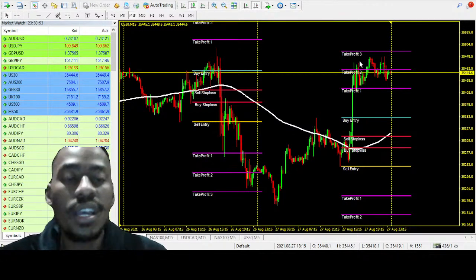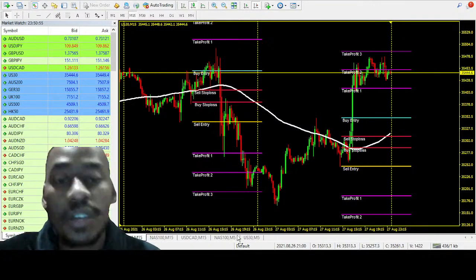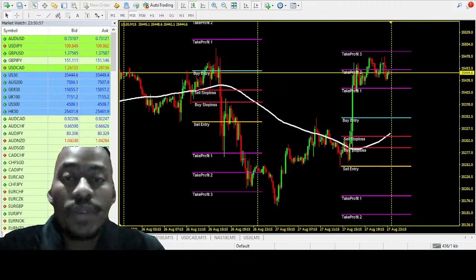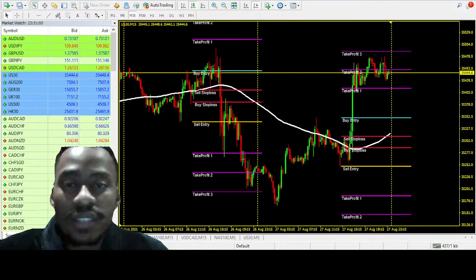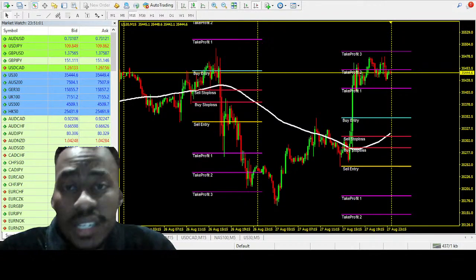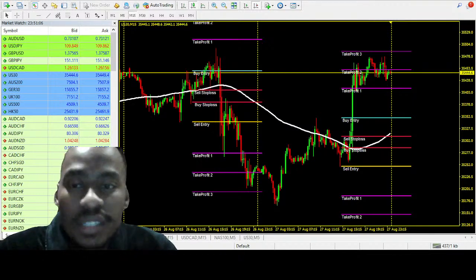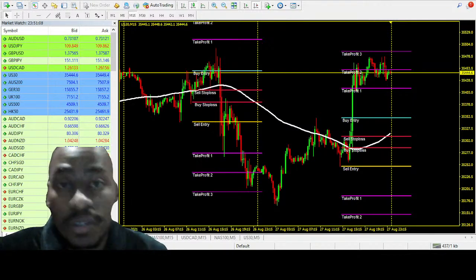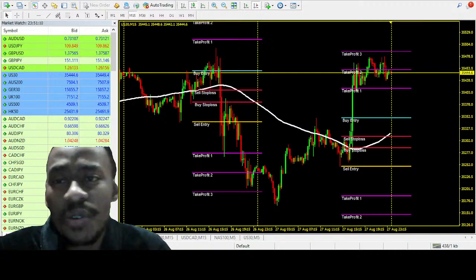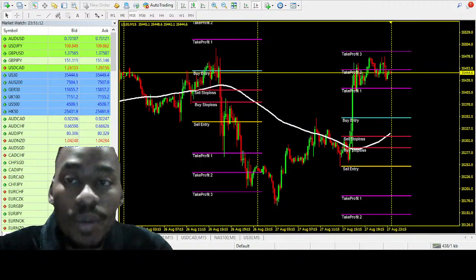So we're going to see what this week has for us on the US30, but it's very, very simple to follow this system, and it's very simple to actually spot these trades, especially in the live markets. It becomes very easy because you know exactly what you need to do, and you don't have to think too much about what's happening in the market.